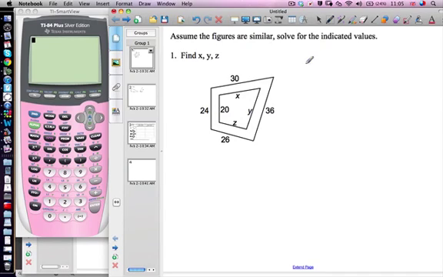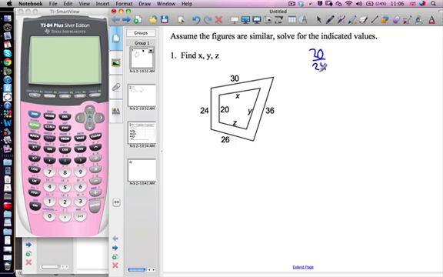We're going to have a look today at the idea of similarity. We've got here a shape inside a shape, and these two shapes are similar, which means that all the corresponding lengths are in the same ratio. So I'm going to start just looking at the 24. Actually, I'm going to put it this way around.